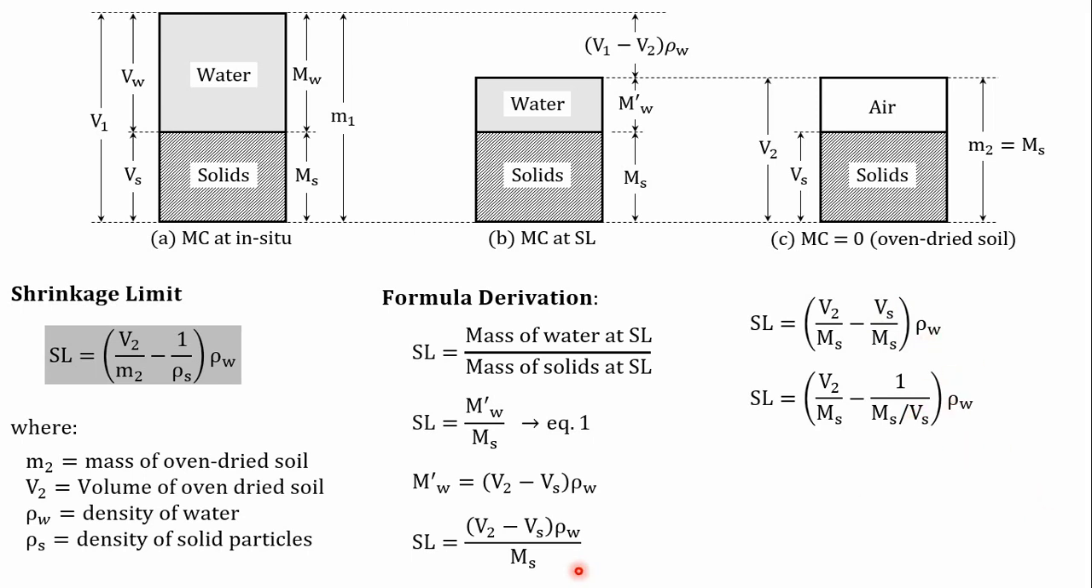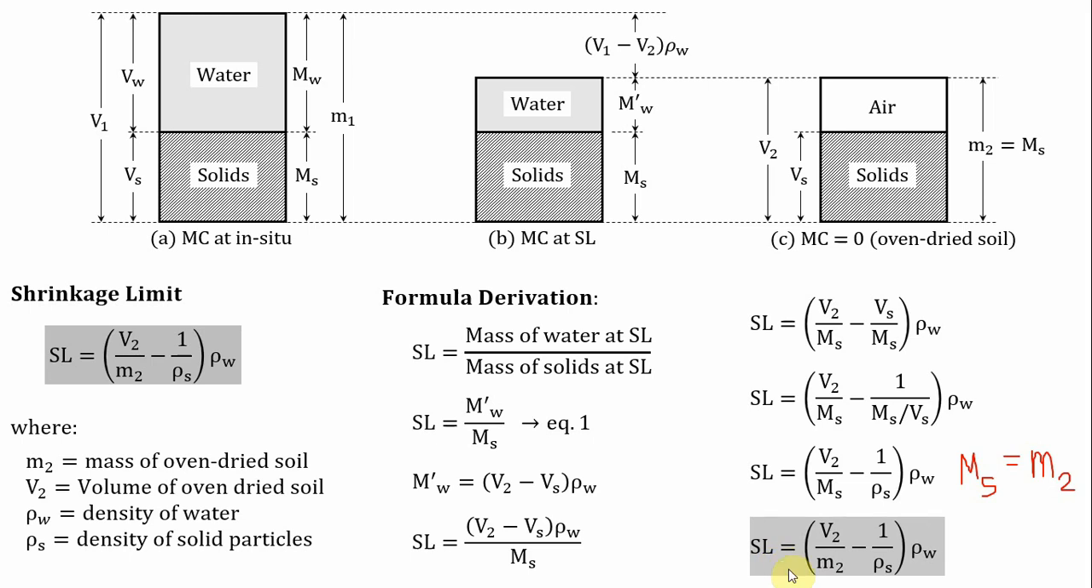And we know that the density of solids is equal to the mass of solids divided by the volume of solids. So, therefore, our equation becomes SL is equal to V2 divided by Ms minus 1 over the density of solids times the density of water. Okay, do you get me? And then, we know that Ms is equal to the mass of oven-dried soil, and the mass of oven-dried soil is denoted as M2. So, therefore, our formula will be SL is equal to V2 divided by M2 minus 1 over density of solids times the density of water. Okay, so that is our formula. That is our second formula derivation, class.